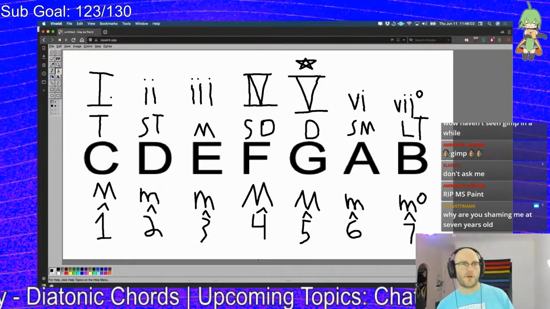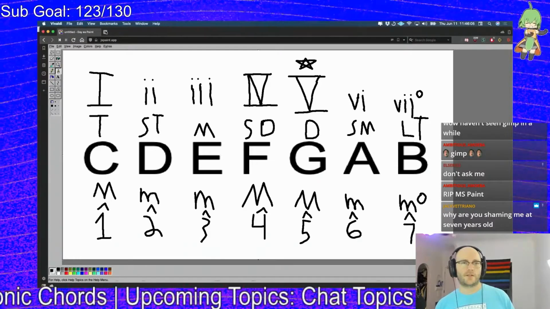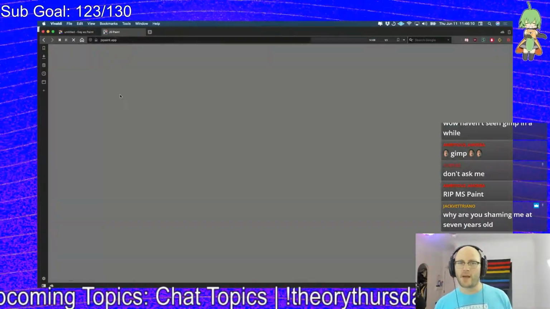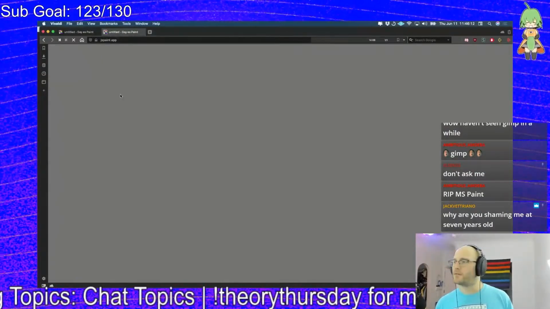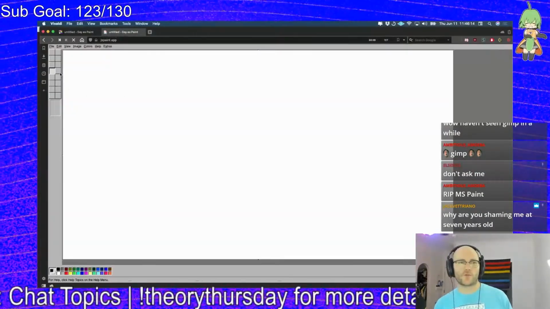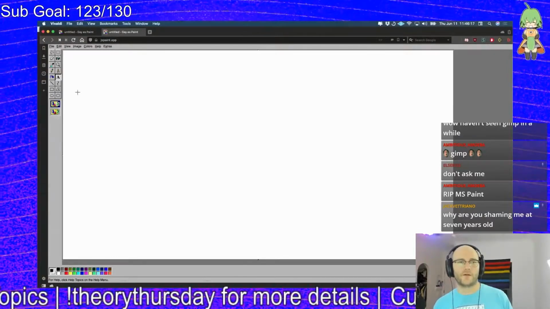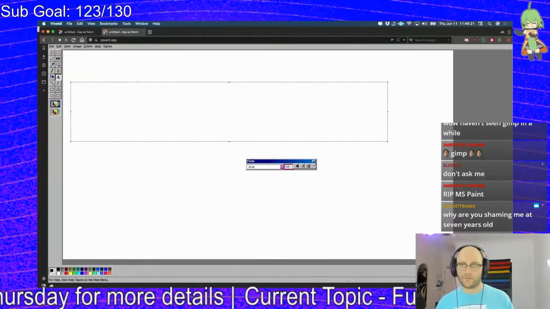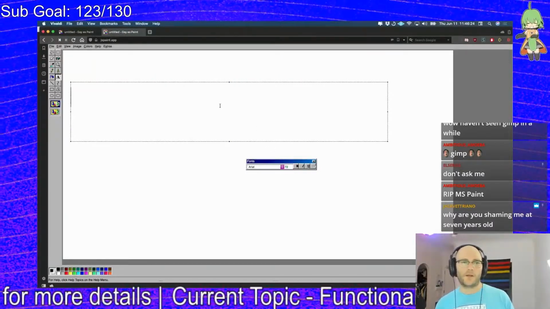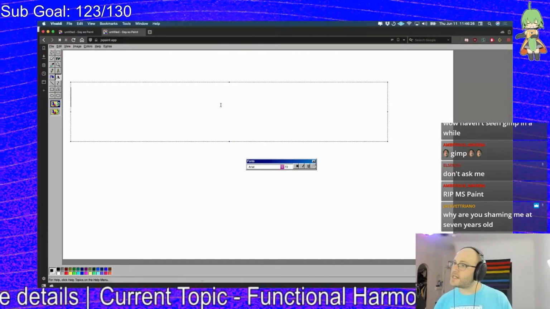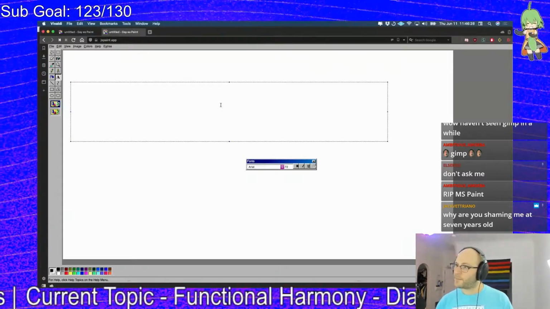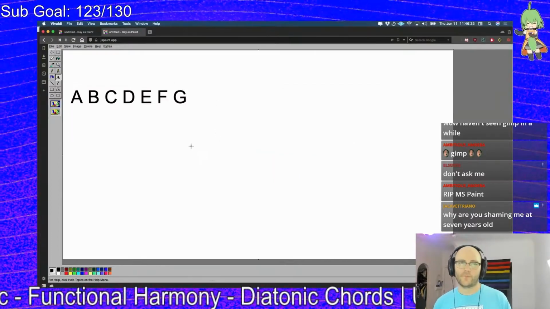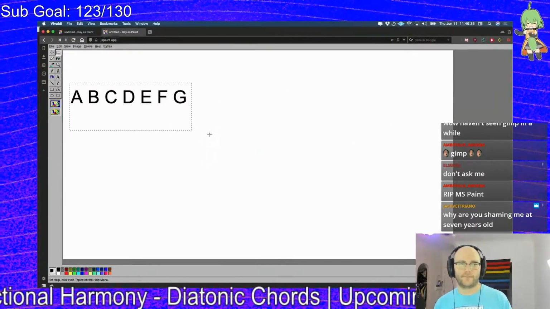Now, what I want to do is open up another instance of JS Paint, do this same exact process, but we're going to switch the order of the notes. Here, I'm just going to have this. I'm going to maximize this to 72. And this is going to be, instead of C, D, E, F, G, A, B, it's going to be A, B, C, D, E, F, G, like we have it in the normal alphabet.